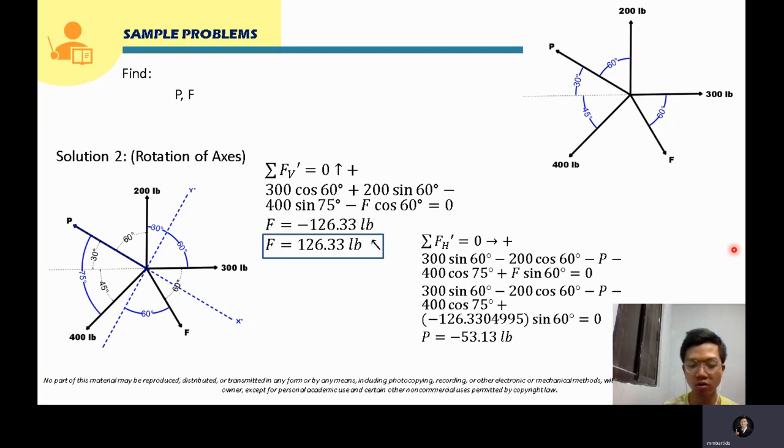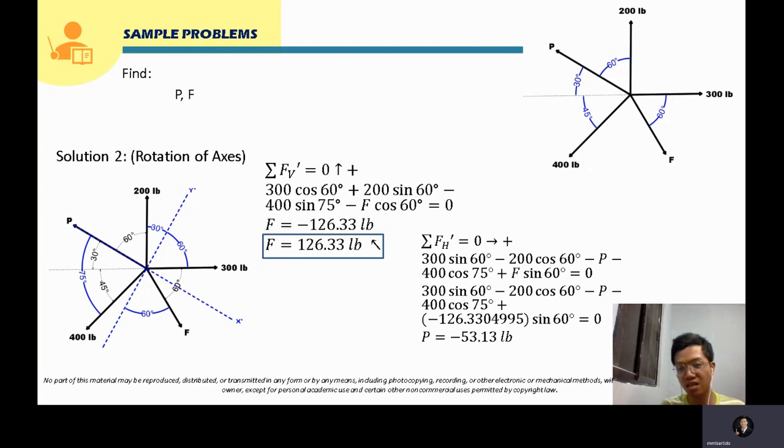So again, our F here, what we're going to use is negative 126.33, since our assumption here is actually wrong, no? So our F should be directed upward to the left, no? So it should be negative here. Okay, so it will be negative.